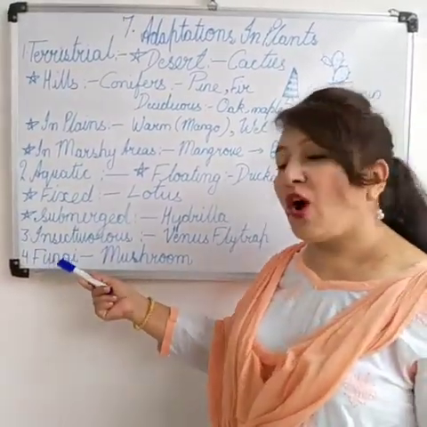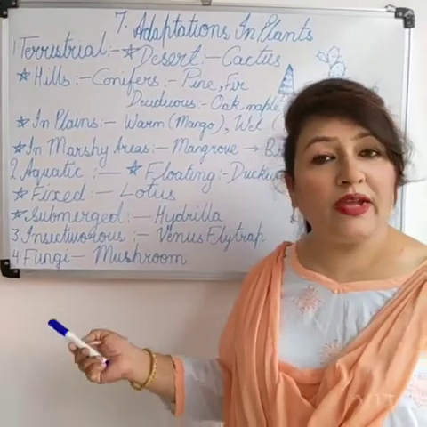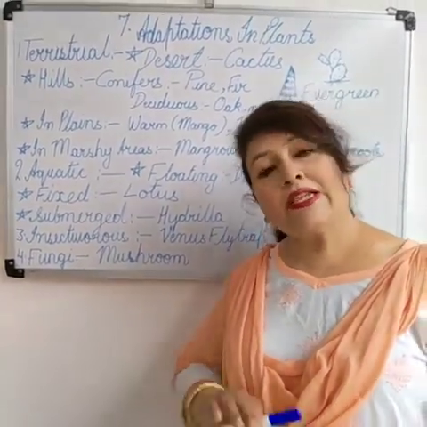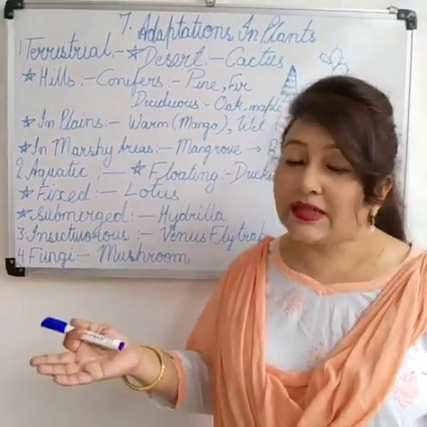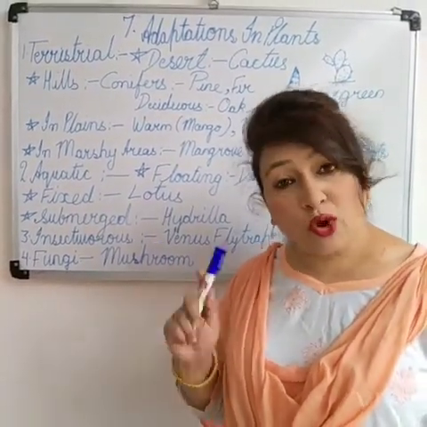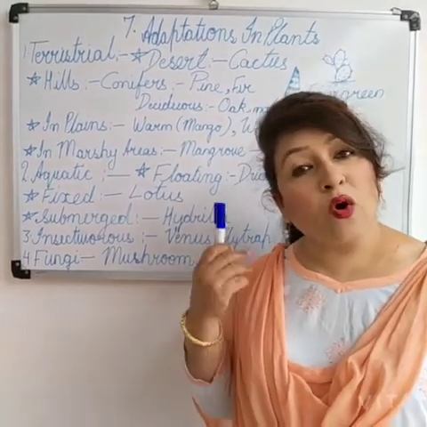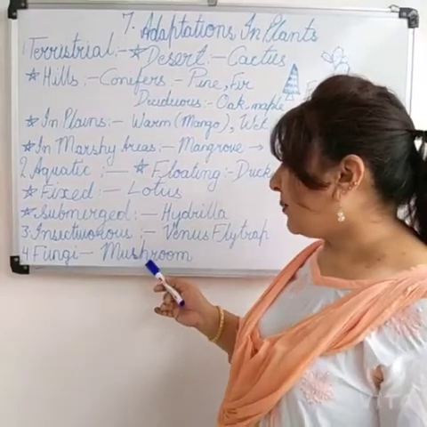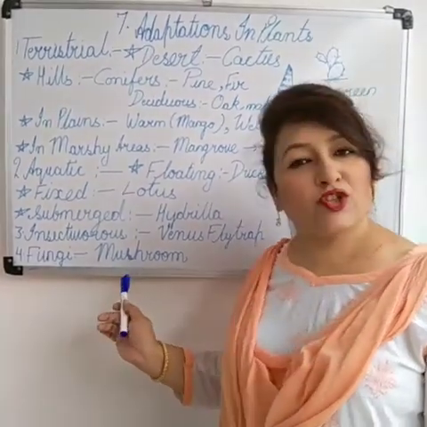The last type of plant that I would like to tell you about is a fungi, which does not have any chlorophyll in it. It is non-green in color, hence it is not able to perform photosynthesis and make its own food. So it is dependent upon other things for food. The best examples are the mushrooms and molds.